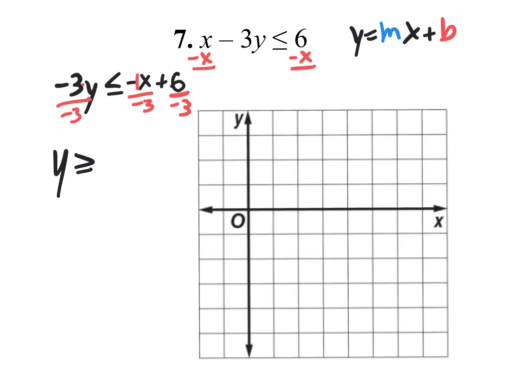And a negative divided by a negative is a positive, so you have a positive 1/3 x. And the b value is a -2. 6 divided by -3 is -2. So can you flip the symbol again? I forgot. We flip the symbol from here to here because on the last step, we divided by a negative. Anytime you multiply or divide by a negative, on the last step of an inequality, you have to flip the inequality symbol. That's the only difference between solving inequalities compared to solving equations.